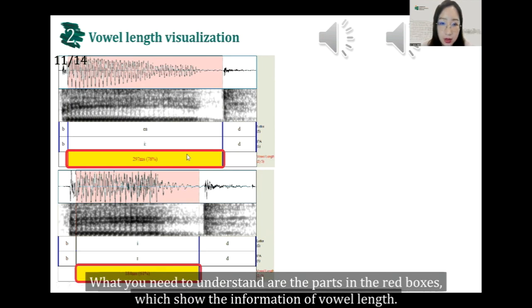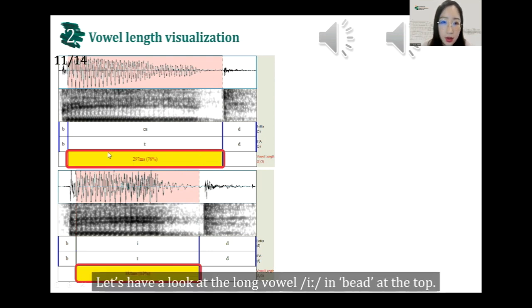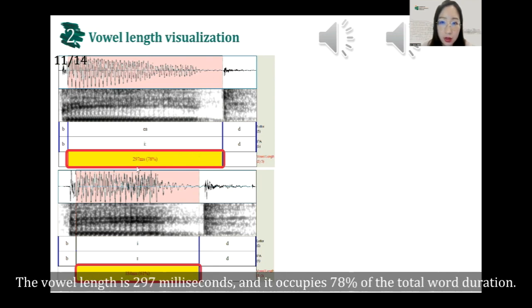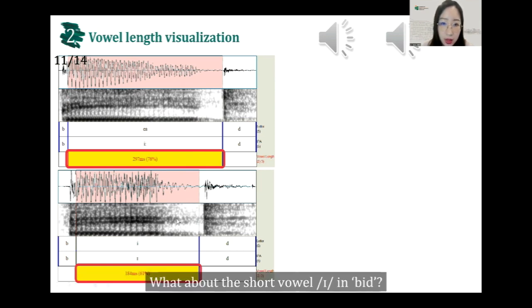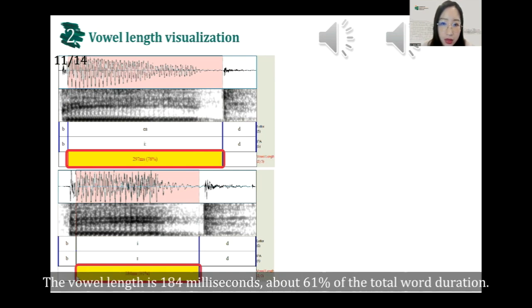What you need to understand are the parts in the red boxes, which show the information of vowel length. Let's have a look at the long vowel E in bead at the top. The vowel length is 297 milliseconds, and it occupies 78% of the total word duration. And what about the short vowel I in bid? The vowel length is 184 milliseconds, about 61% of the total word duration.